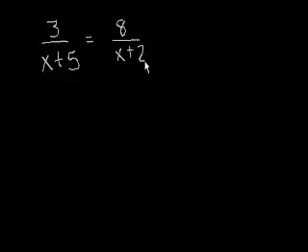3 over x plus 5 is equal to 8 over x plus 2. Well, we do the same thing here, although now we have two expressions that we want to get out of the denominators. We want to get this x plus 5 out, and we want to get this x plus 2 out. So let's do the x plus 5 first.